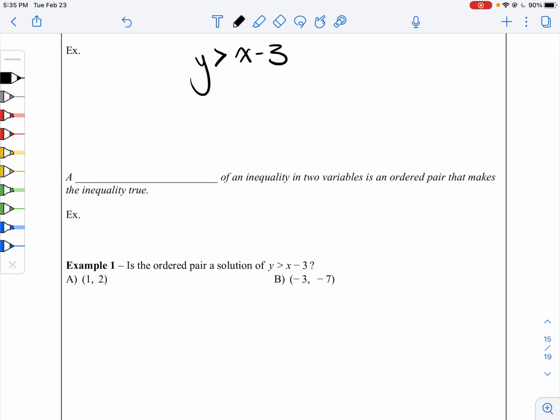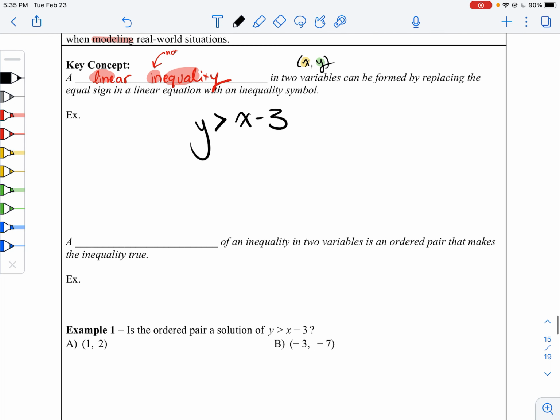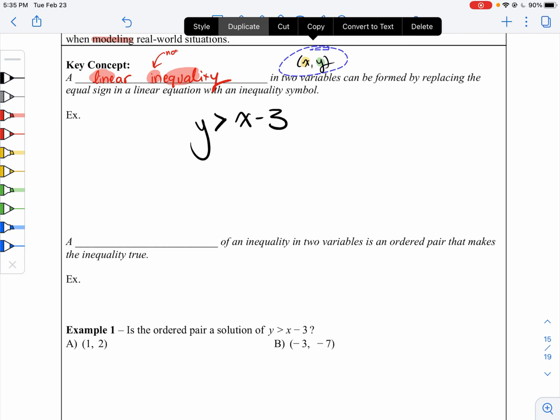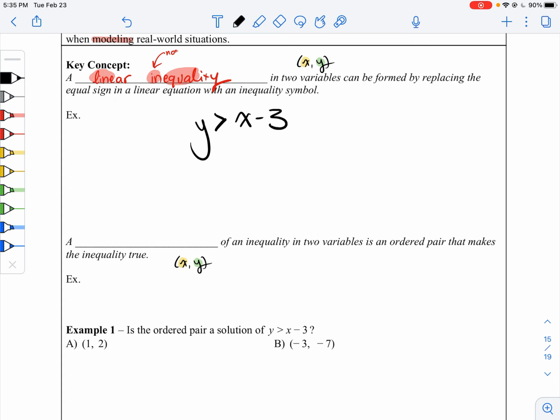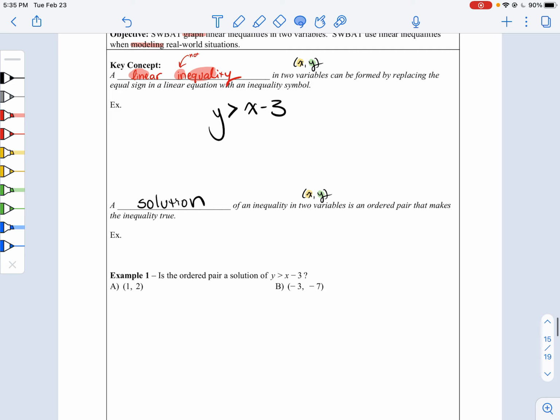Okay, so we talked earlier about having a solution. The solution of a line is an xy pair. Same thing. The solution of an inequality is still going to be an xy pair that makes your inequality true. So instead of making up examples, let's just look at our first example right here and see if pairs are going to be a solution.